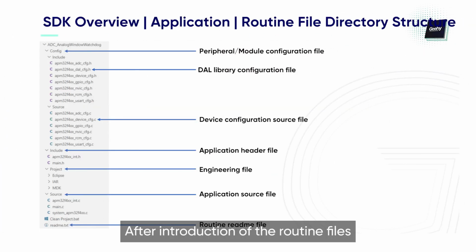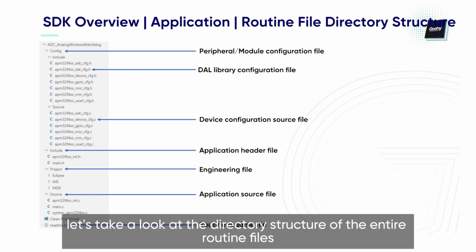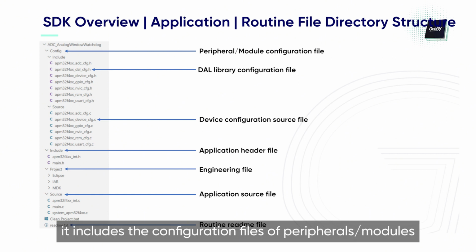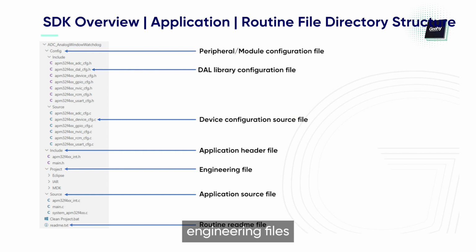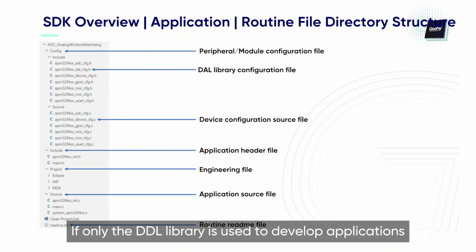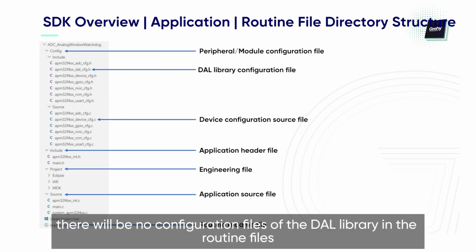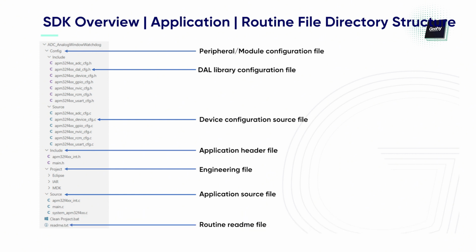After introduction of the routine files, let's take a look at the directory structure of the entire routine files. As above mentioned, it includes the configuration files of peripherals, modules, configuration files of DAL library, device configuration source files, application header files, engineering files, application source files, and routine README files. If only the DDL library is used to develop applications, there will be no configuration files of the DAL library in the routine files.